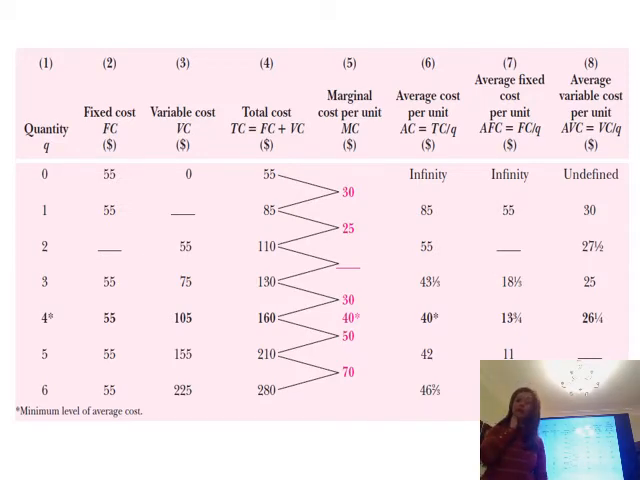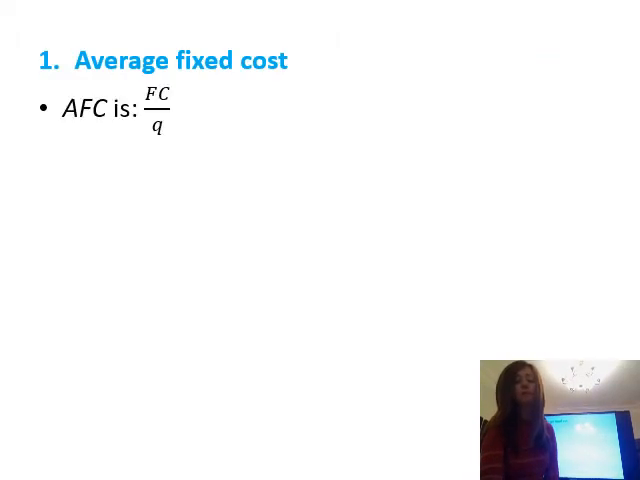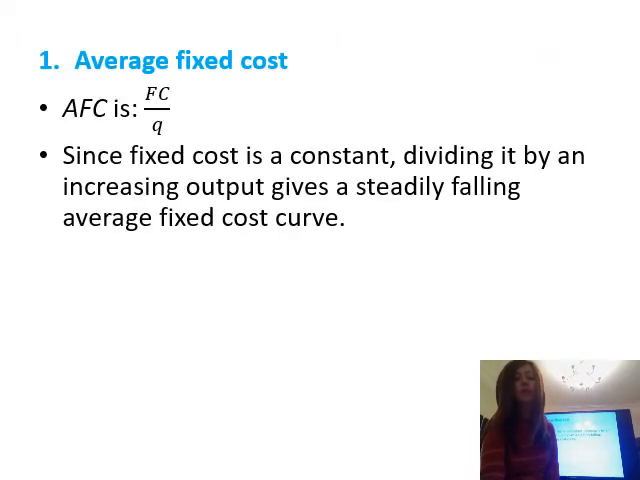Average cost, how can I calculate it? Total cost divided by quantity of output produced. What about average fixed cost? The fixed cost divided by the quantity of output produced. What about average variable cost, which is the last column in the table? Variable cost divided by the quantity of the output produced. Here you have all the definitions. Average fixed cost, as I said, is fixed cost divided by quantity.